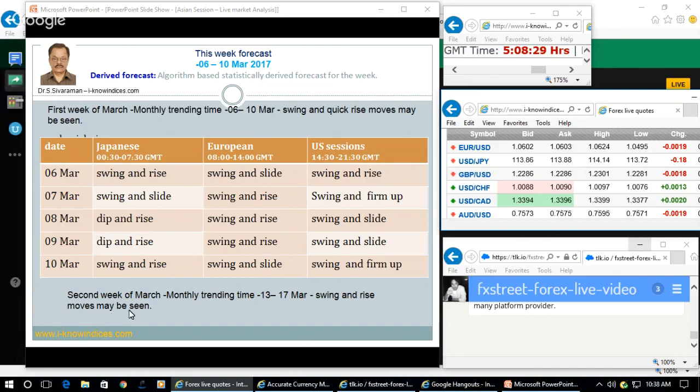Then the following week, next week, that is 13th to 17th of March, they are expected to make the swing and rise move as the intentional move. So these are all the expected market moves.